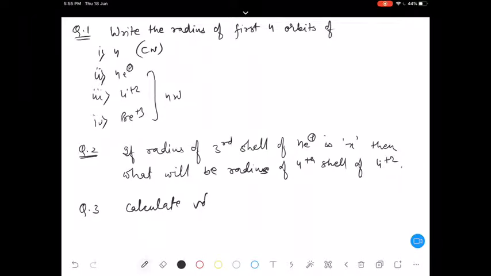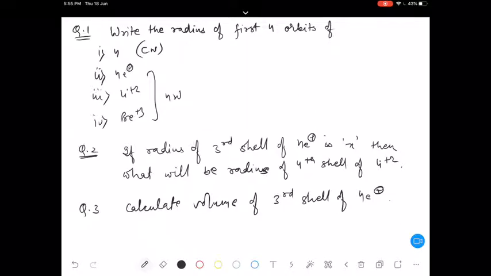Question number 3. Calculate volume of third shell of helium positive ion. There are 3 questions. You have 3 minutes. Just get the answers quickly. You can calculate these, right? Just do it.